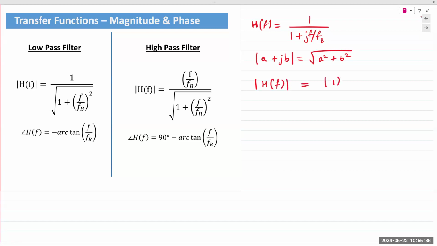H of f, you would have the magnitude of 1 divided by the magnitude of 1 plus j f over fb, where 1 is a and f over fb is b. So if I want to take the magnitude of the denominator, it is simply the square root of 1 square plus f over fb square. Hence, 1 over what you see in that equation, 1 over the square root of 1 plus f over fb square. Make sense?